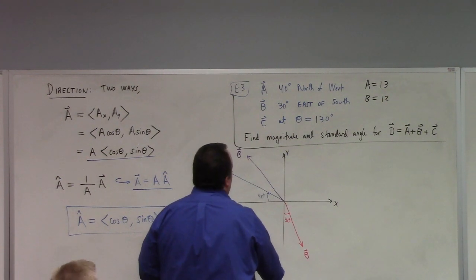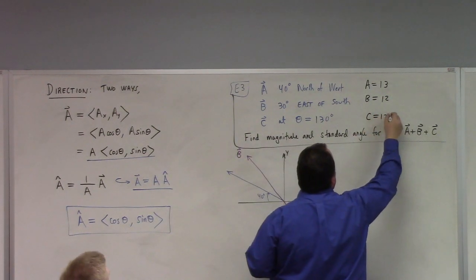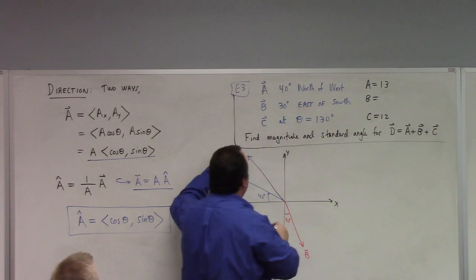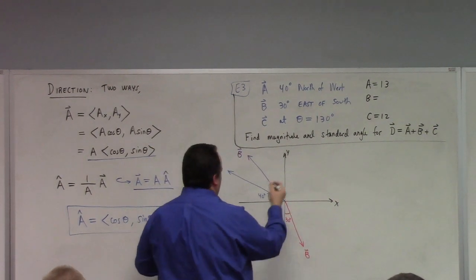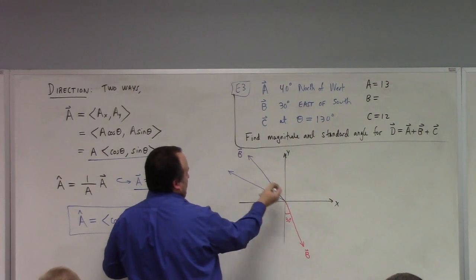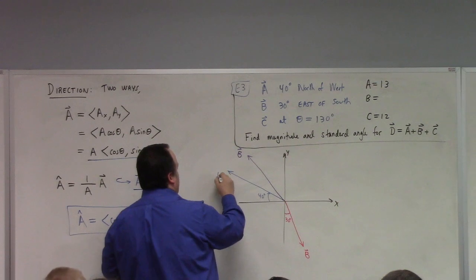Oh, wait a minute. Oopsie. This one was 12, wasn't it? Look what I did. You guys see what I did? Is this B? No. What was it? C. Dummy. Me, not you. Let's see here. So the blue one was A, right? Oh, my goodness.